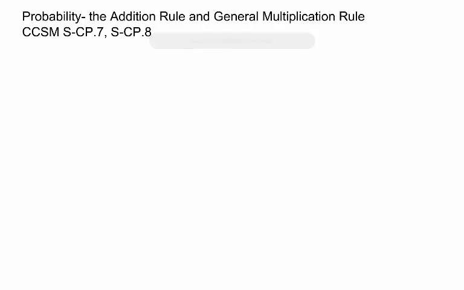In this video, we're going to talk about probability, specifically the addition rule and general multiplication rule. This mini-lesson aligns with Common Core Standards S-CP.7 and S-CP.8 in the Common Core Standards for Mathematics.